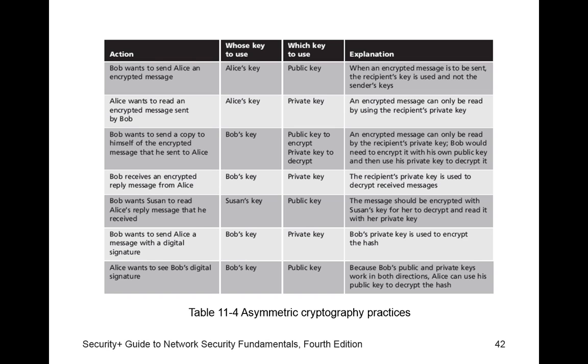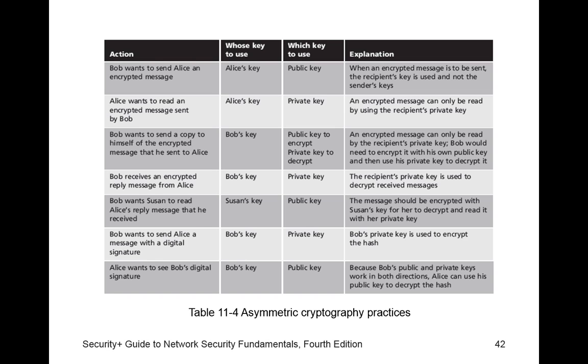Here's the short and simple of it. If I want to send an encrypted message to Alice, I use her public key. If Alice wants to read it, she has to use her private key. If I want to send a copy of myself with the message that I sent, I have to use my key. I use my public key to encrypt it, my private key to decrypt it.